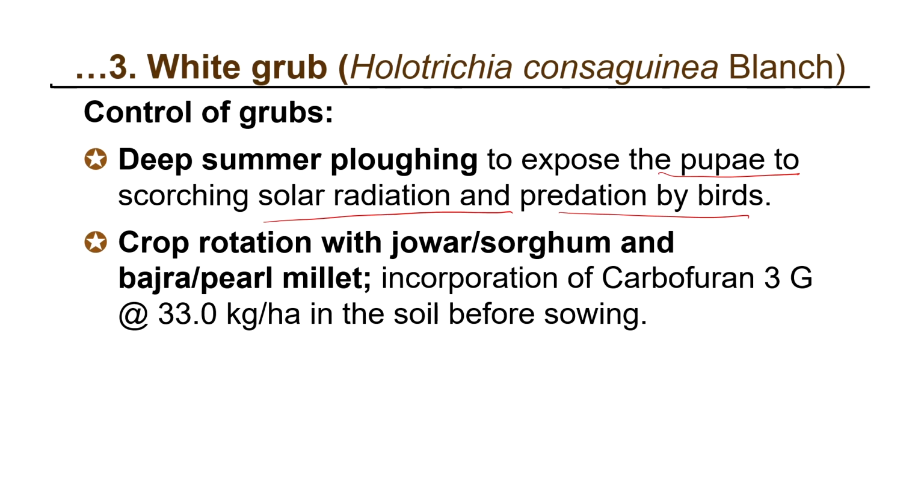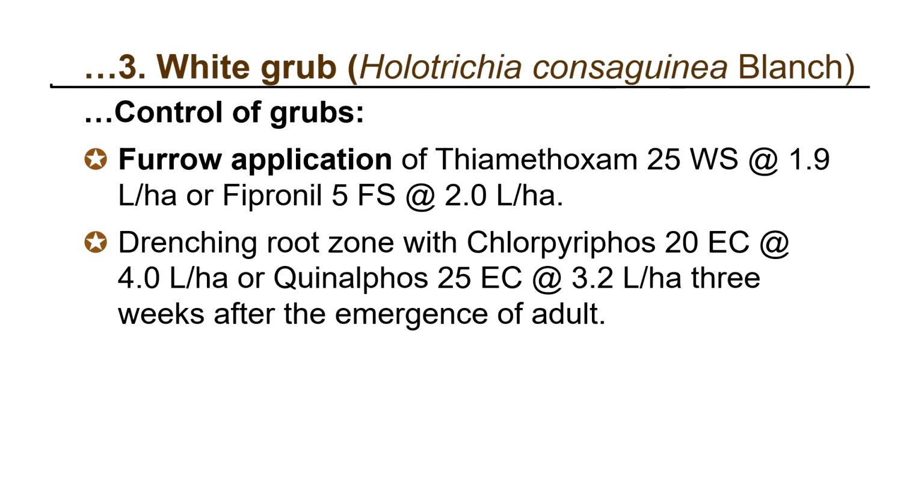Crop rotation with jowar or sorghum and bajra or pearl millet, and incorporation of carbofuran 3G at the rate of 33 kg per hectare in the soil before sowing. If you assume that you have a lot of white grubs in your soil, then you can go for application of carbofuran 3G at the rate of 33 kg per hectare. Furrow application of thiamethoxam is another option: thiamethoxam 25 WS at the rate of 1.9 liter per hectare or fipronil 5 FS at the rate of 2 liter per hectare. These can also be applied.